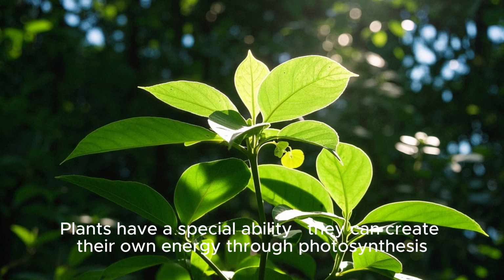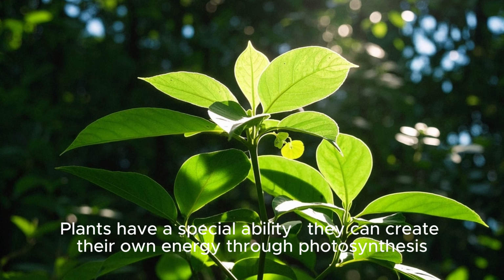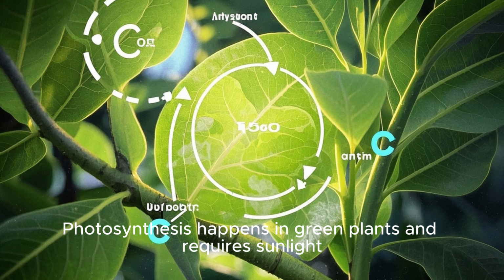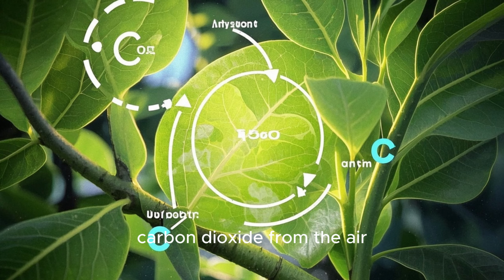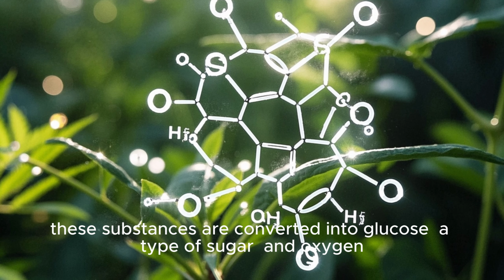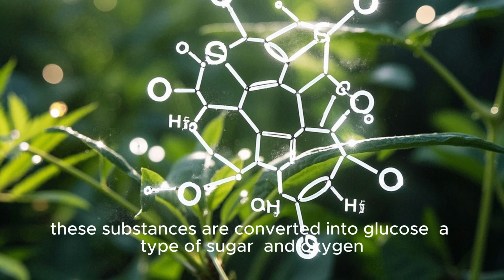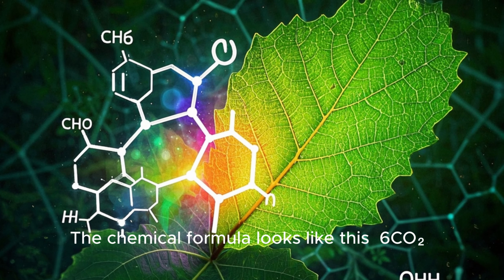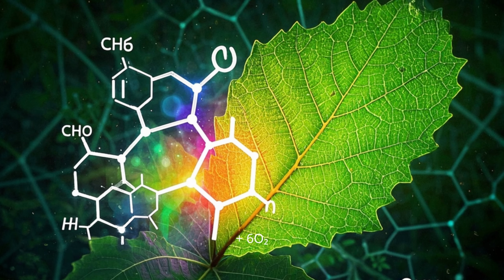Plants have a special ability. They can create their own energy through photosynthesis. Photosynthesis happens in green plants and requires sunlight, carbon dioxide from the air, and water from the soil. In the process, these substances are converted into glucose and oxygen. The chemical formula looks like this: 6CO2 plus 6H2O gives C6H12O6 plus 6O2.